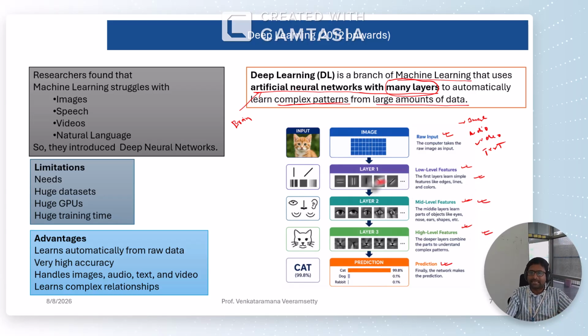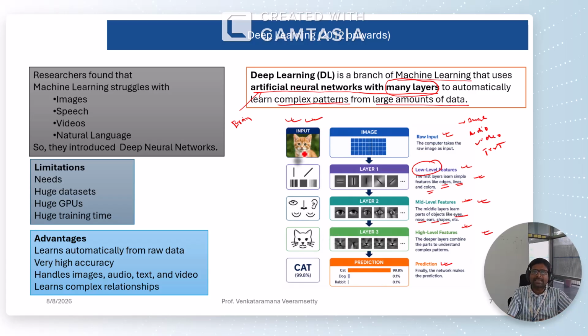Initial layers, like layer 1, will extract low-level features like edges, lines and colors. Later layers may extract mid-level features, which means eyes, nose, ears and shapes from a given image. And the last layers are able to extract the high-level features. Like that, different layers extract different levels of features from the given input data. In this case, I gave the input data as image data.